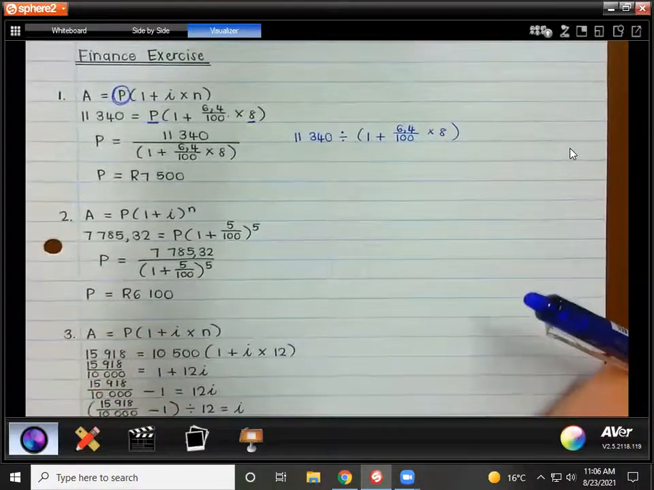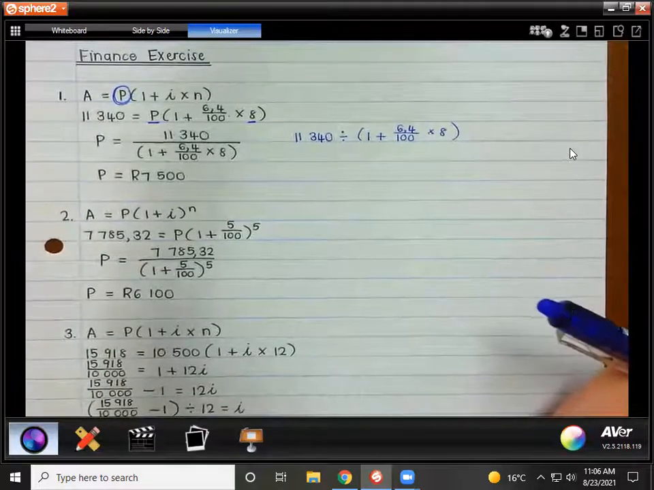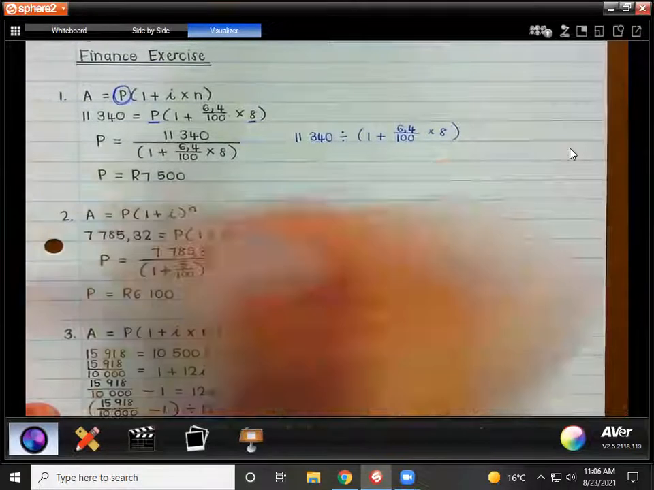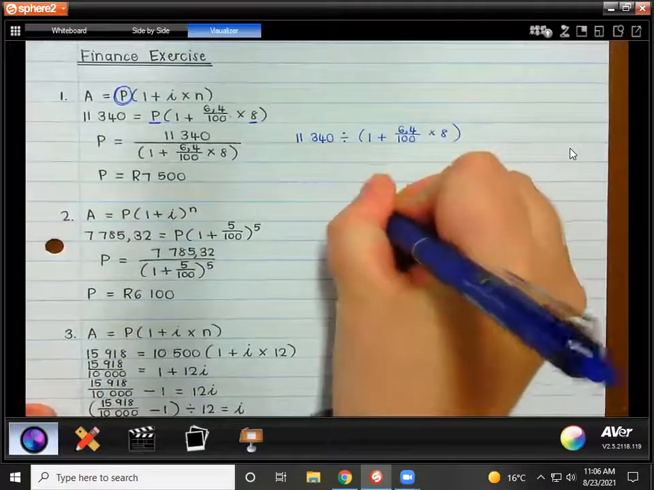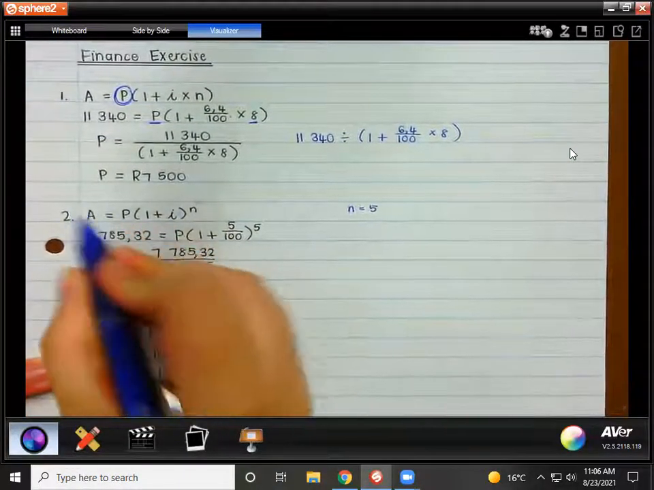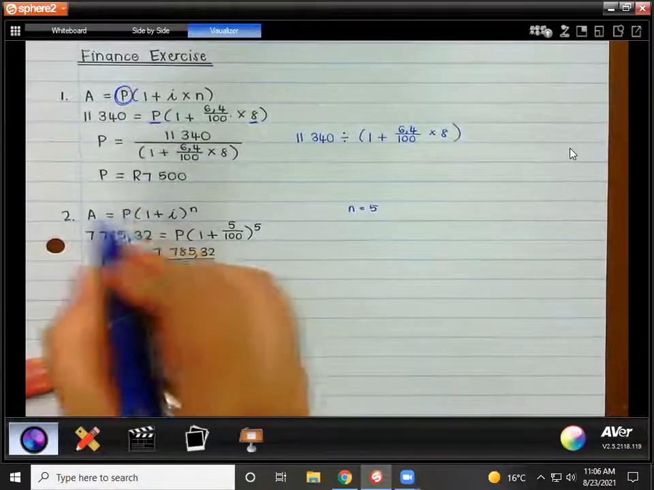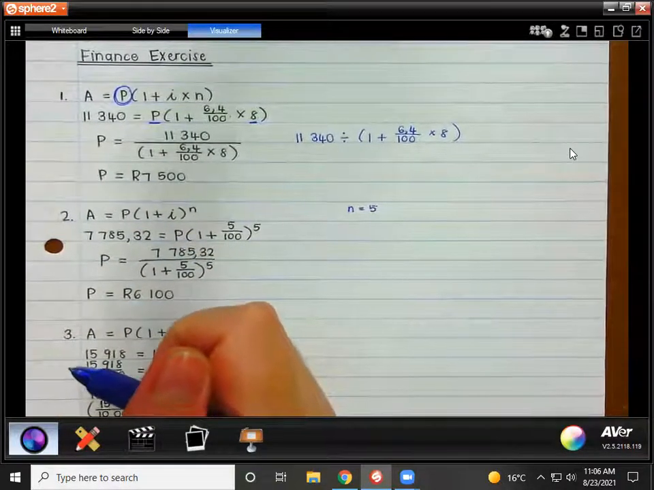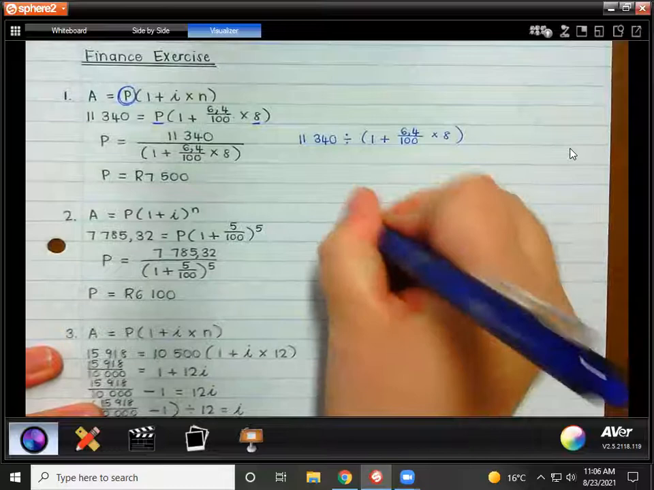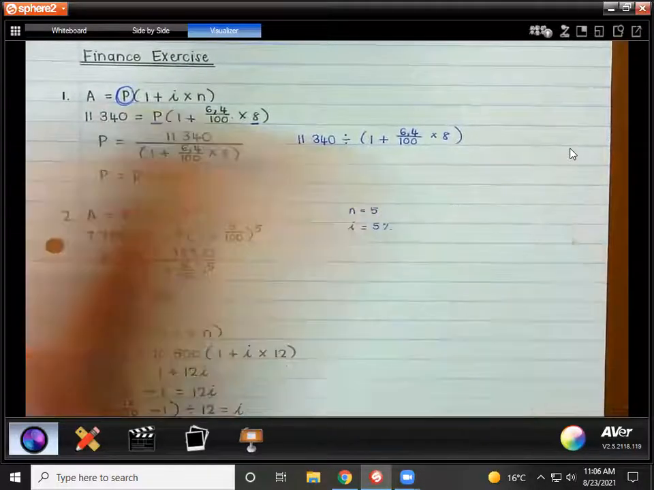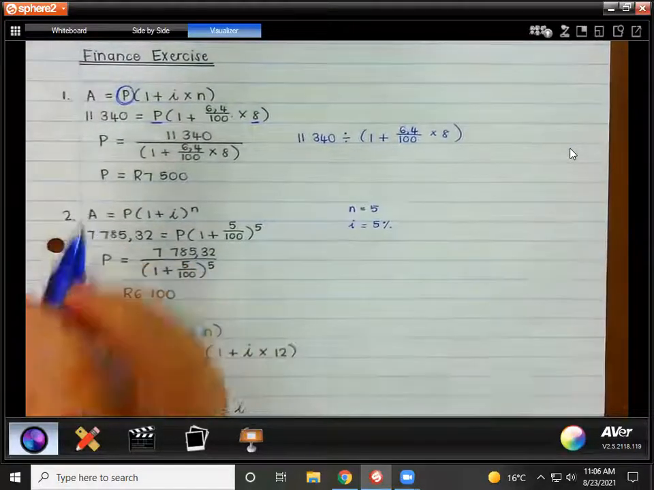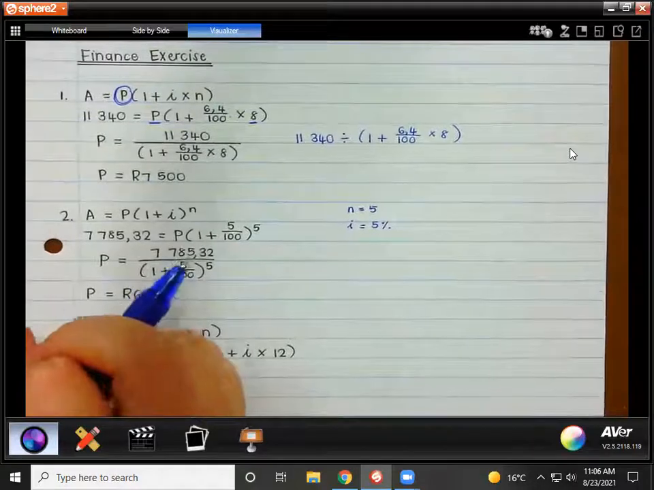Okay, number 2. The sum of money was invested for a period of 5 years. So N is 5. If the compound interest rate, so it's compound interest they're telling us, so that's why I wrote down the compound interest formula. That's always your first step, write down either the simple interest or the compound interest. Saying if the compound interest rate was 5%, so I is 5%, and the investment grew to a value of 7,785. So again, the investment grew to this amount.